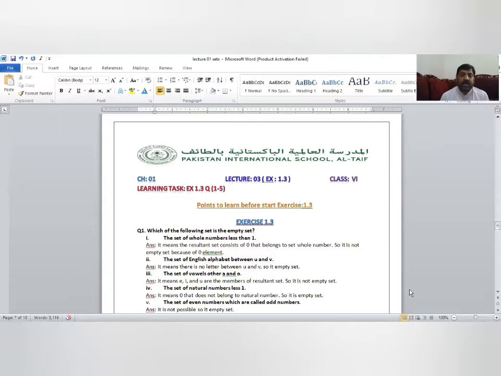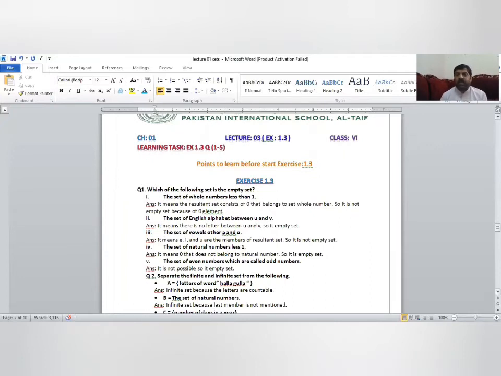Now, dear student, in part number 1, the set of the whole numbers less than 1. Dear student, whole numbers start from 0 and the value less than 1 is also 0. So the resultant set will contain the value 0. 0 is also considered an element. So the given set is not an empty set, and I have also put the particular reason there why it is not an empty set, because it consists of the element 0.